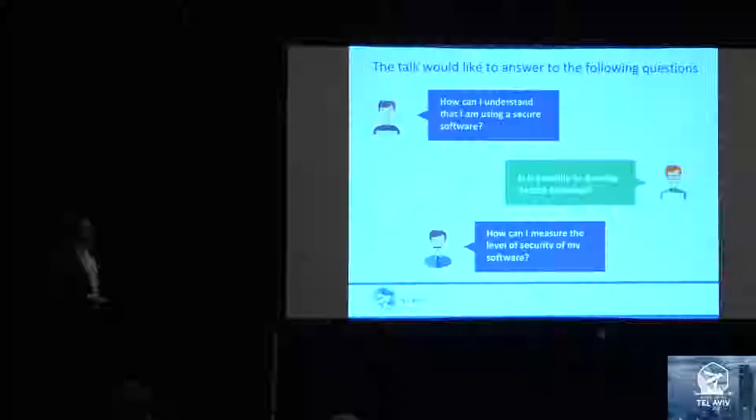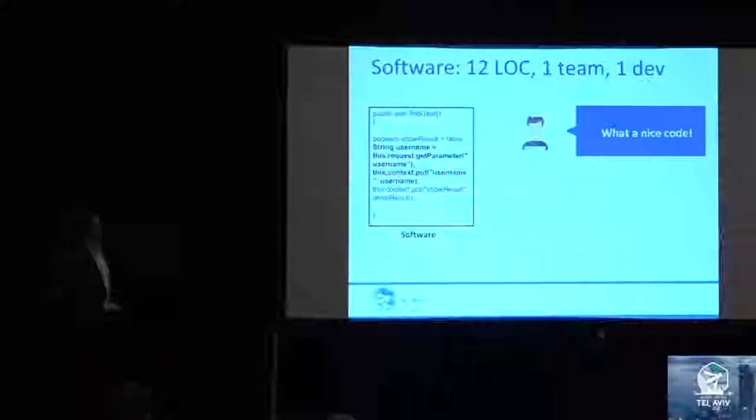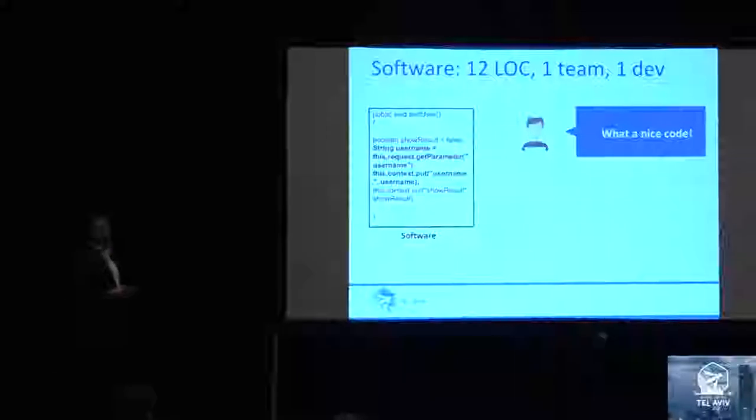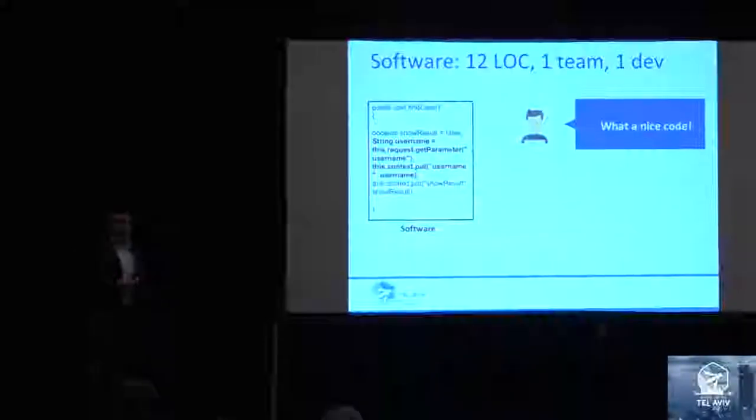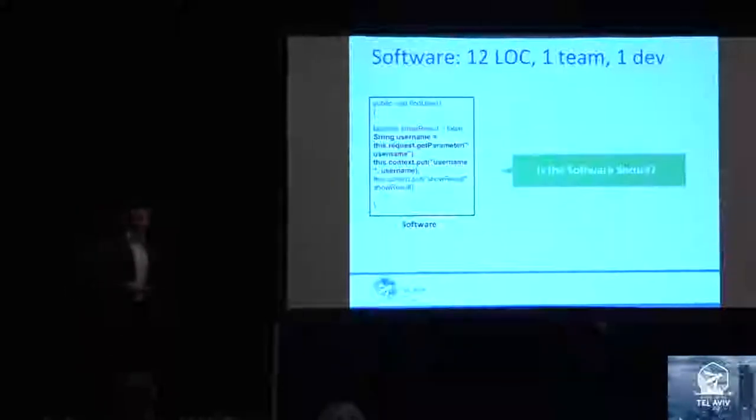So, let's start from the basics. For example, we have one team, one developer, and 12 lines of code. Okay? This is a really basic example. Here you can see 12 lines of code, and the developer says, what a nice code. And then, what about the security?